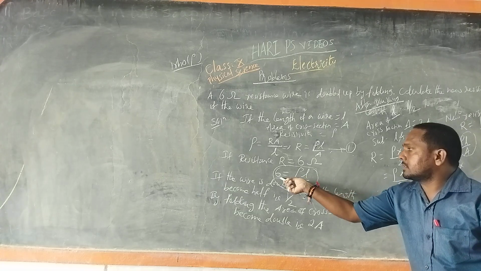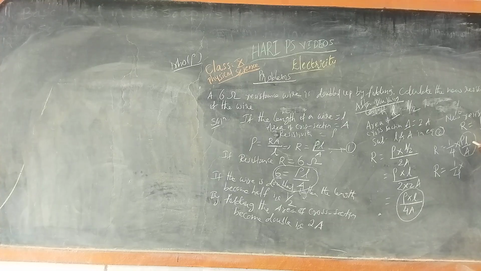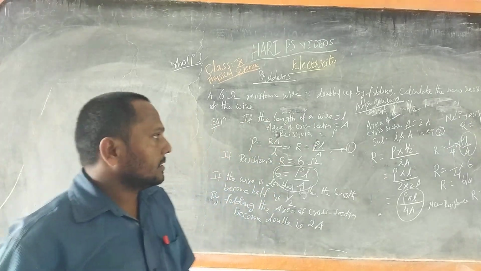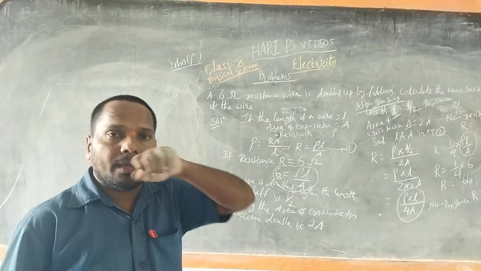So from this, the new resistance R is equal to 1 by 4 into, already we know this is 6. Rho L by A is equal to 6. We can write R is equal to 6 by 4. Dividing by 4, we get 1.5. So the new resistance R is equal to 1.5 ohms.